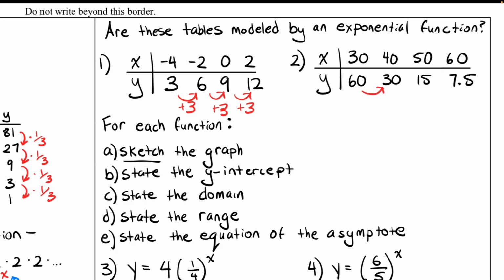How do I get from 60 to 30, 30 to 15, 15 to 7.5? Times by 1/2, times by 1/2, times by 1/2. So let me ask the question again. Can this be modeled by an exponential function? Yay or nay? Yay. This one is a no. Oh, let me write it in pen. This one is no, and this one is a yes.